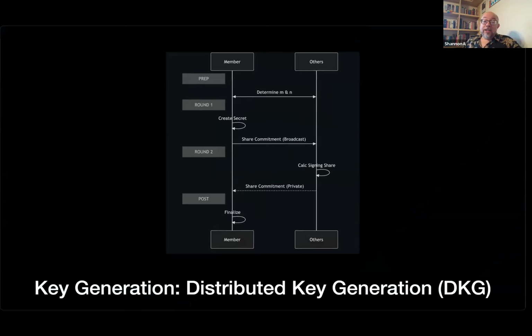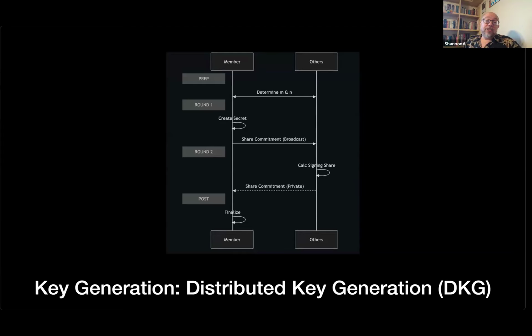All right, here is distributed key generation. It's the better way to generate keys. It's typically called a two-round process, but you can see the prep at the top, which means that you actually have to do some out-of-band setup to decide your group size and your threshold. In the actual ceremony, you create secrets and publicly commit to those secrets. That's round one. And then privately you calculate your signing shares, and then you privately commit to those shares to each member. Again, we're not going to dwell on the specifics.